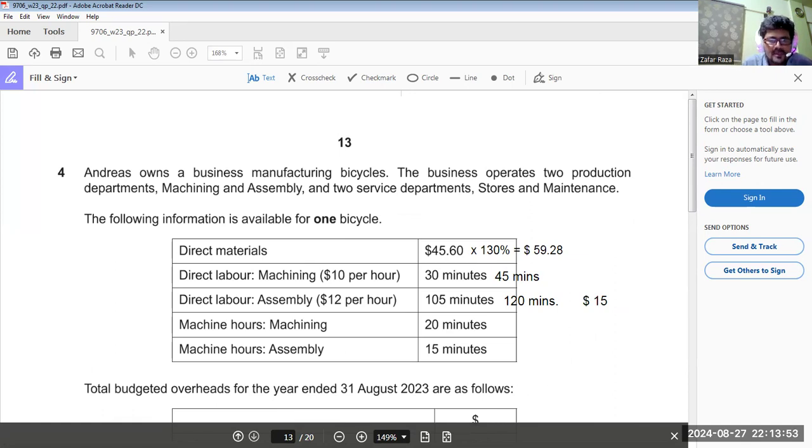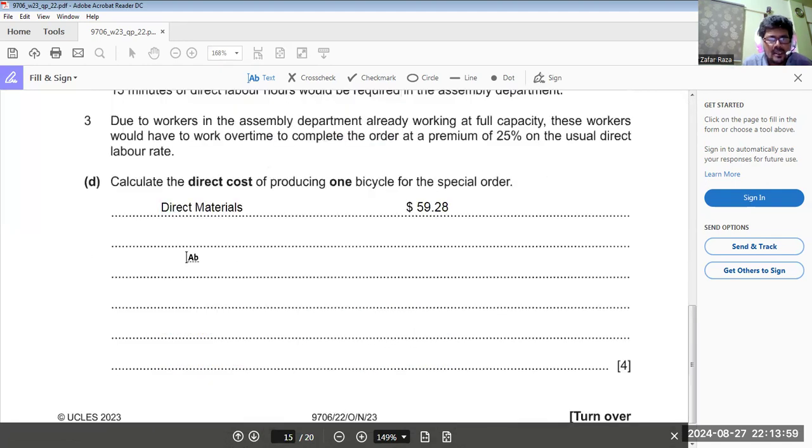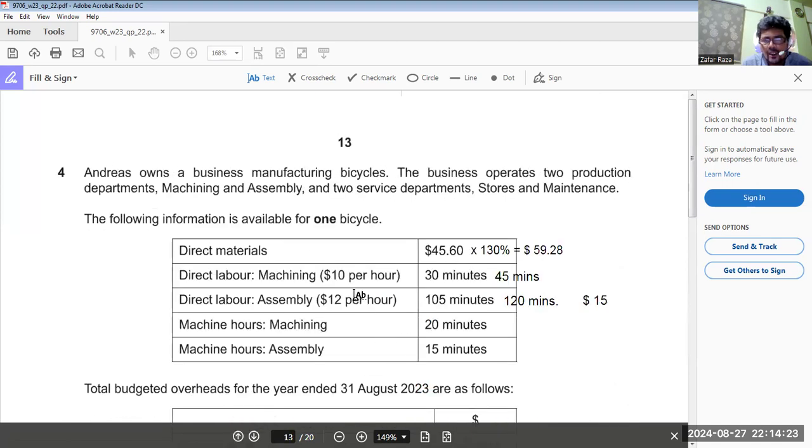So what we do now, because we are asked to make only the direct cost, so direct materials plus direct labor. Direct labor. Okay. Direct material plus direct labor. Direct labor in machining department. Okay. How much was that? $10 multiplied by 45 minutes. Okay. $10 for 45 minutes.